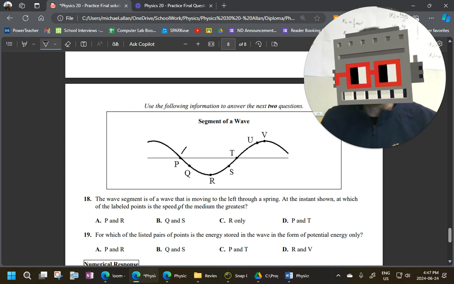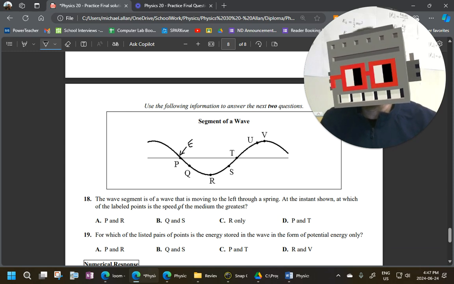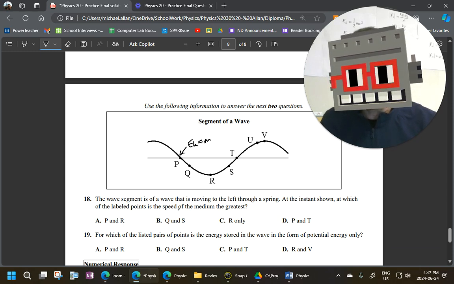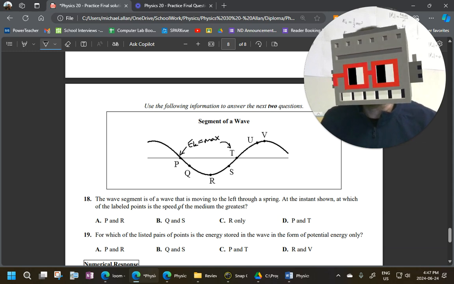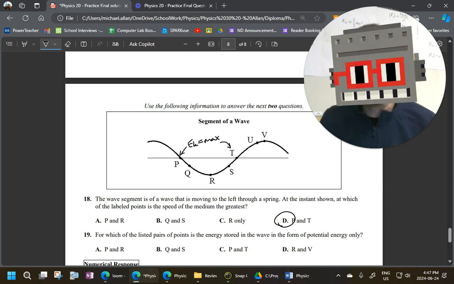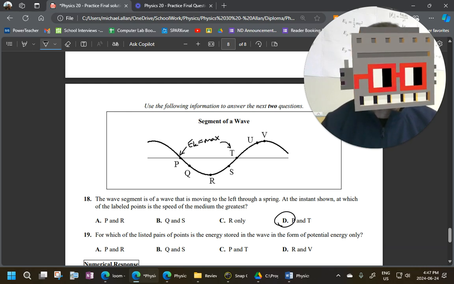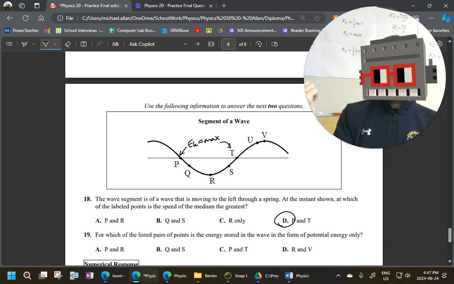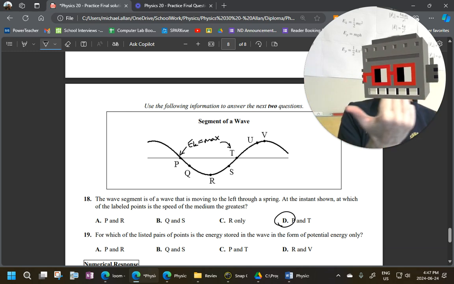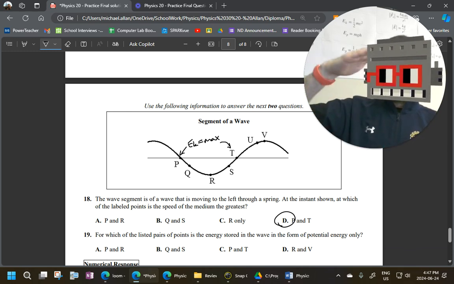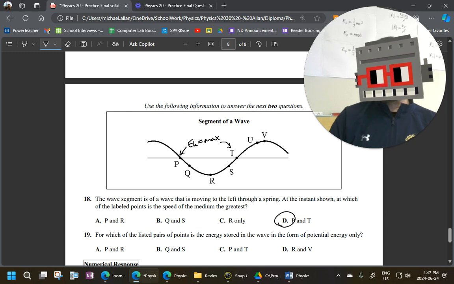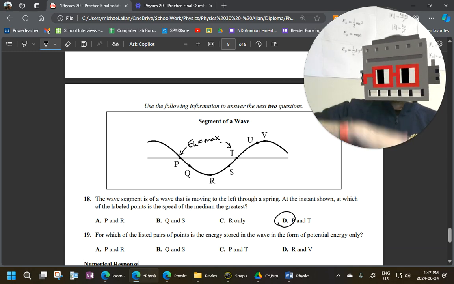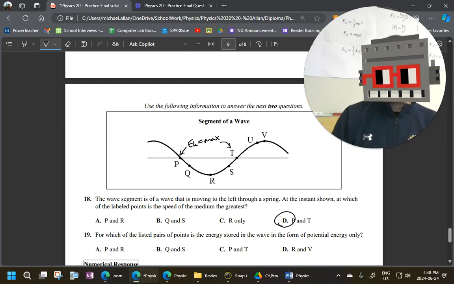So here, this is where the EK is at its max, right? So P and T. Since those are my maximum points, that's where they're going to go the fastest, because they're swinging up and down. The wave has this optical illusion where it's kind of moving to the left, but really the things are moving up and down. So remember, this is a transverse wave, right? The vibration is perpendicular to the direction of motion.